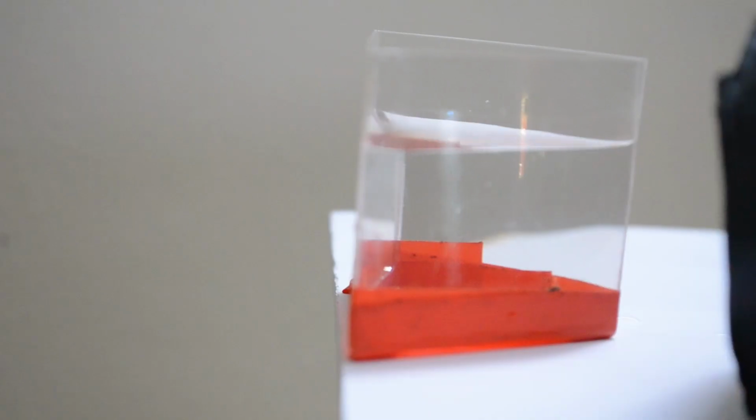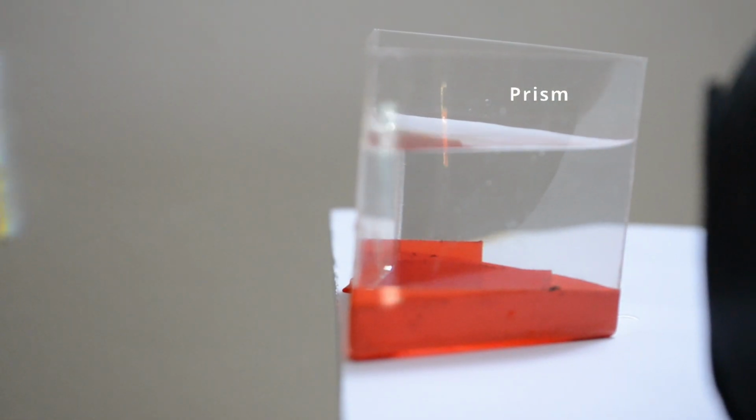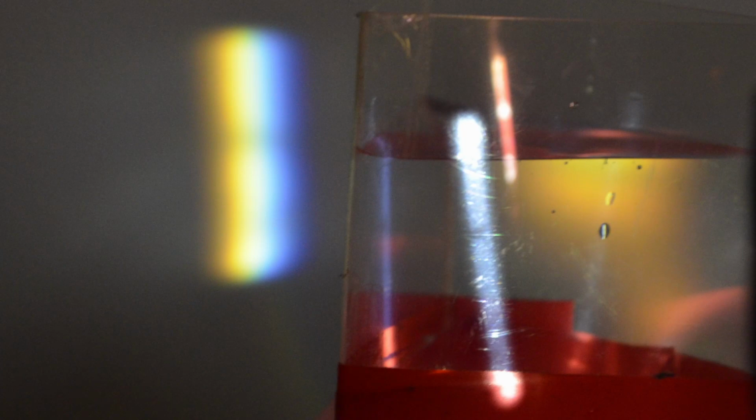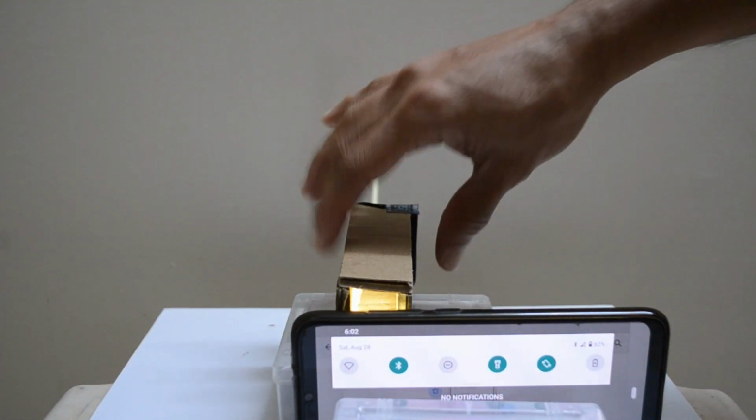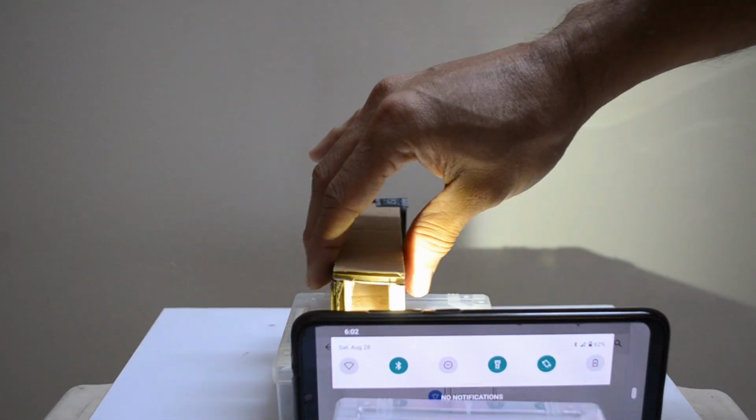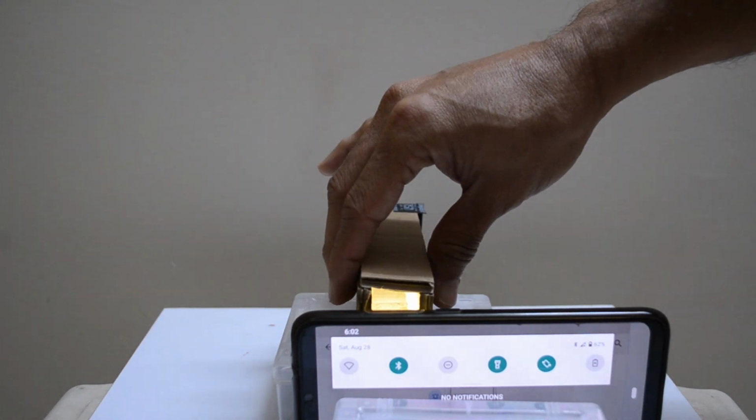Diffraction gratings are used when there is a need to separate light of different wavelengths with high resolution. Let us use the flashlight from our phone. Nice rainbow colors are seen when it is passed through a prism, but the colors are very closely spaced. When passed through the grating, the separation is very clear.